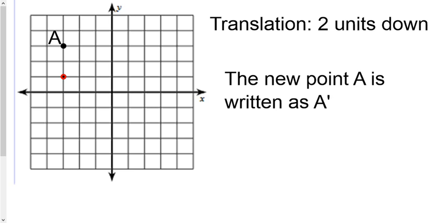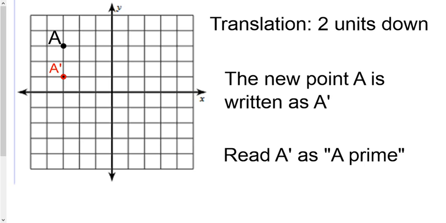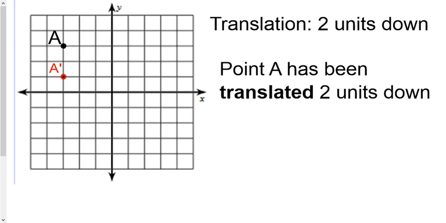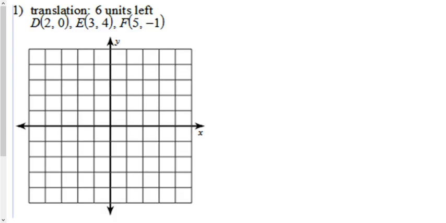And since it was A before, we're going to put A apostrophe right beside it, and we're going to call that A apostrophe, not A apostrophe, but A prime. So you would read A apostrophe as A prime. That's the new location. So point A has been translated 2 units down. You're done. So what happens if you're given a situation like this?